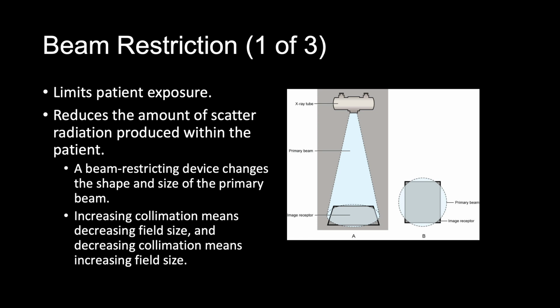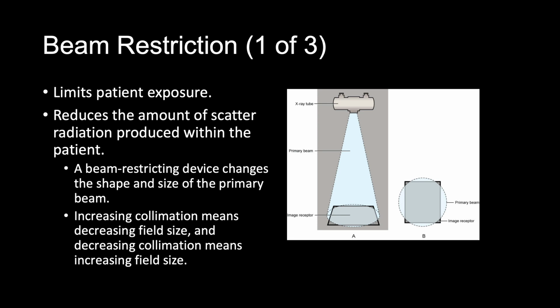So limiting the X-ray beam field size is accomplished with a beam restricting device. So this is beam restriction. Located just below the X-ray tube housing is the beam restricting device, and it changes the shape and size of the primary beam. We call it the collimator. The terms beam restriction and collimation are used interchangeably. They refer to a decrease in the size of the projected radiation field.